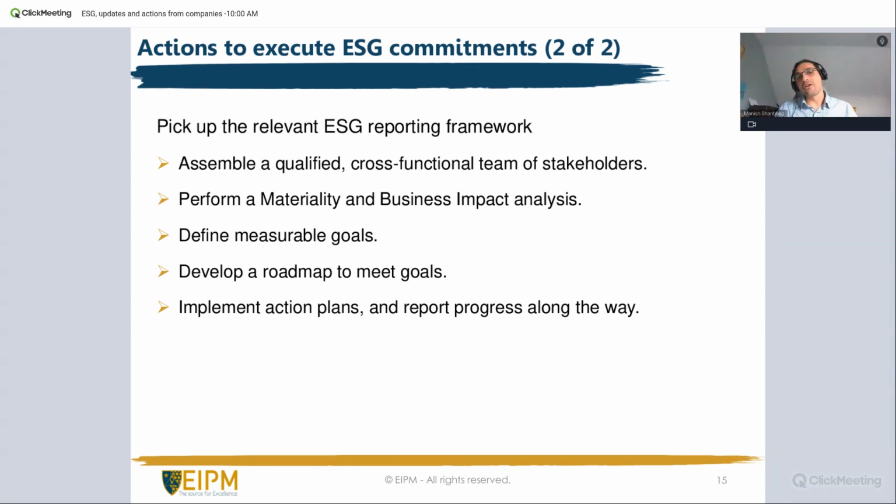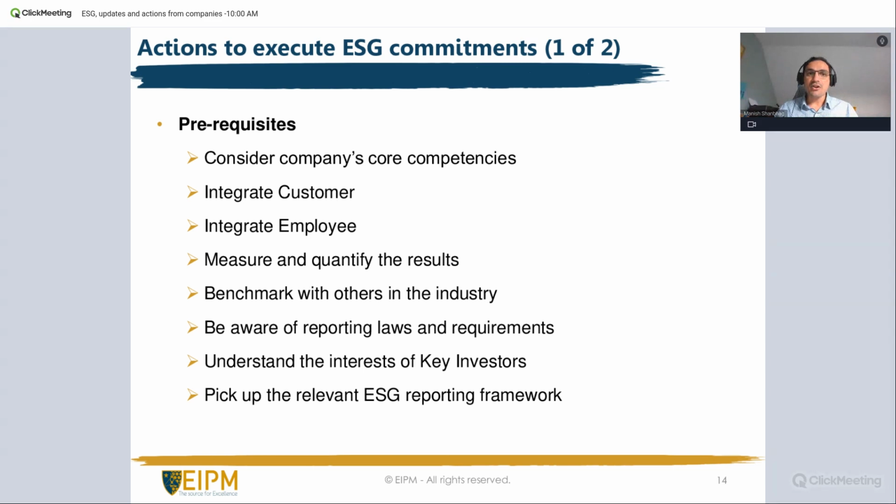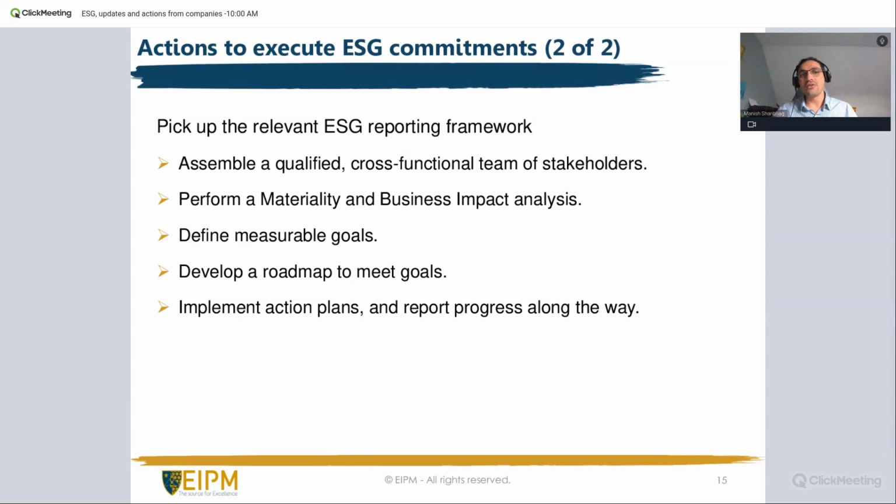And then this is a bit more of running through the project effectively. Assemble a team, perform a materiality and business impact analysis. That's the first thing. Here we are talking about measuring and quantifying the result, looking at core competencies and so on. If you do a materiality and business impact analysis, this is going to answer a lot of these questions, right? So what is absolutely core? What is absolutely relevant and most effective to your business? That's what we talk about when we say materiality, and the business impact that it will have.